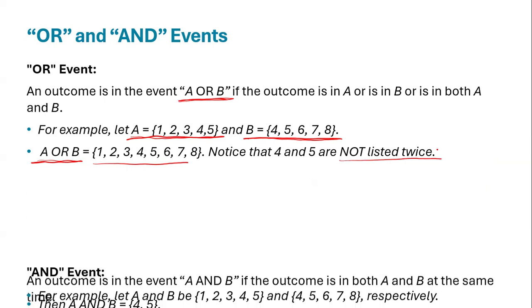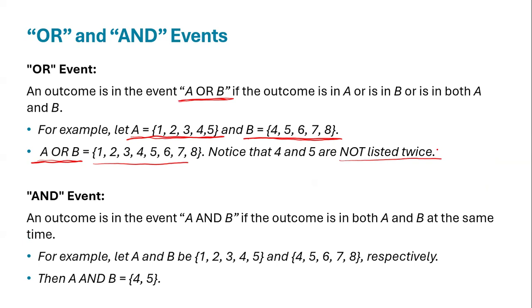But when we talk about an AND event, AND means only the outcomes that are in both A and B at the same time. If A is 1, 2, 3, 4, 5, and B is 4, 5, 6, 7, 8, what numbers are in both? 4 and 5. So A and B is just 4 and 5. Okay?